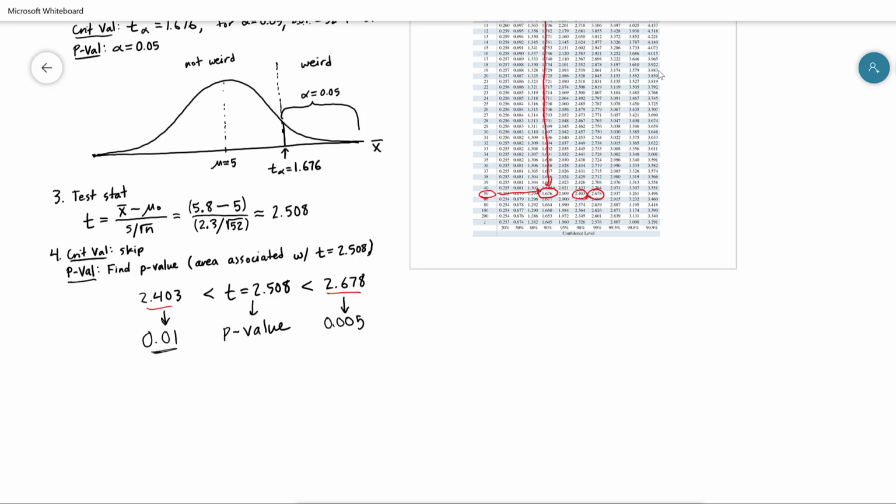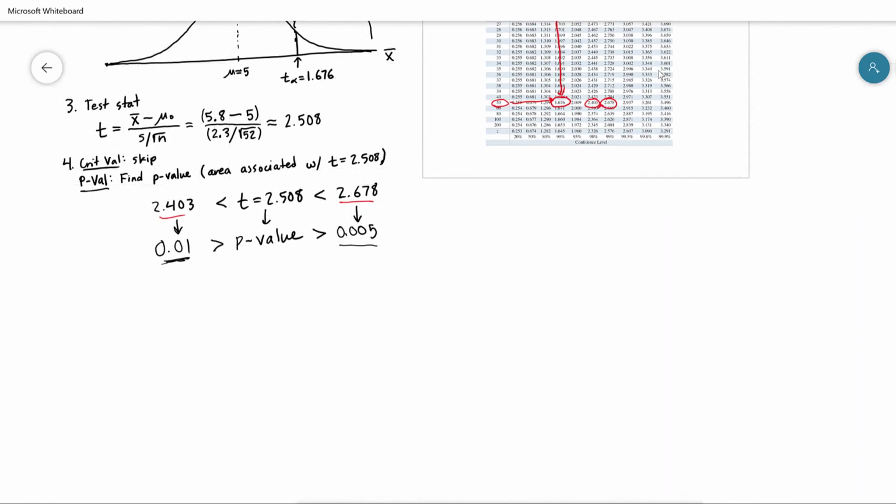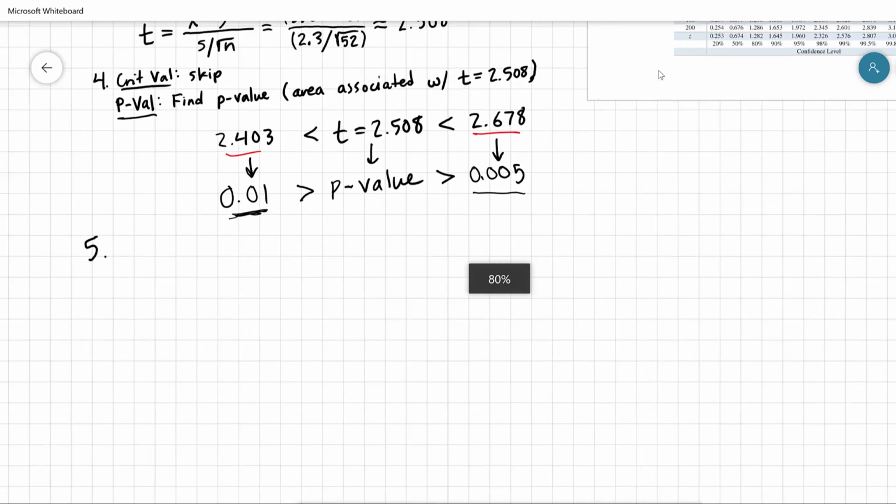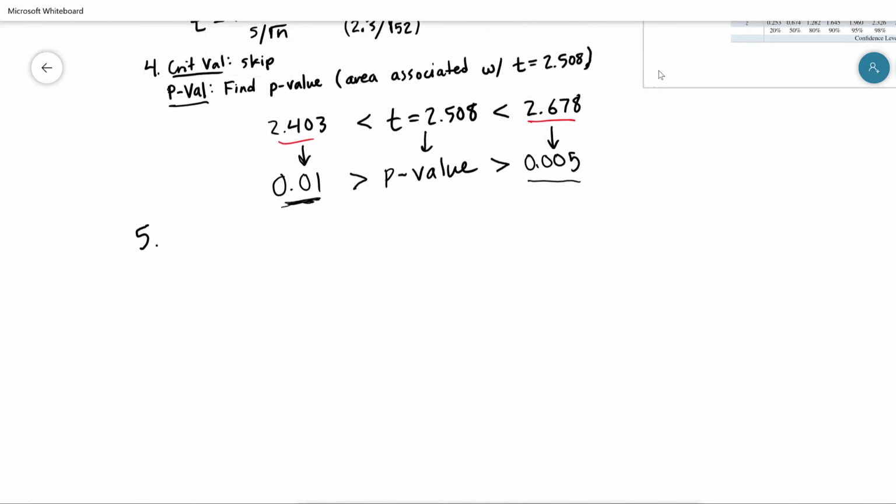This one is the larger number, so these symbols actually switch directions. So I don't know the exact value of the p-value, but I know it's between 0.005 and 0.01. So I have a good sense of roughly how small it is. And so now we can, step number 5, determine whether or not our result is weird. So let me zoom back in now that we have these values. So, is our result weird?